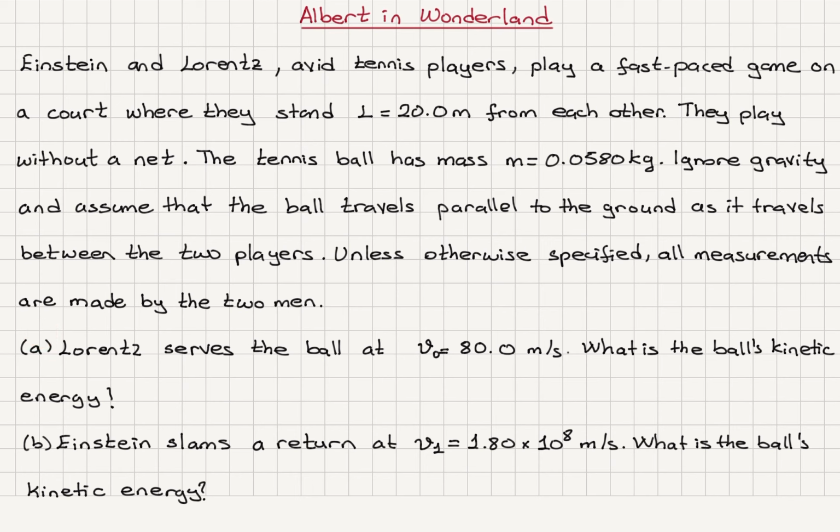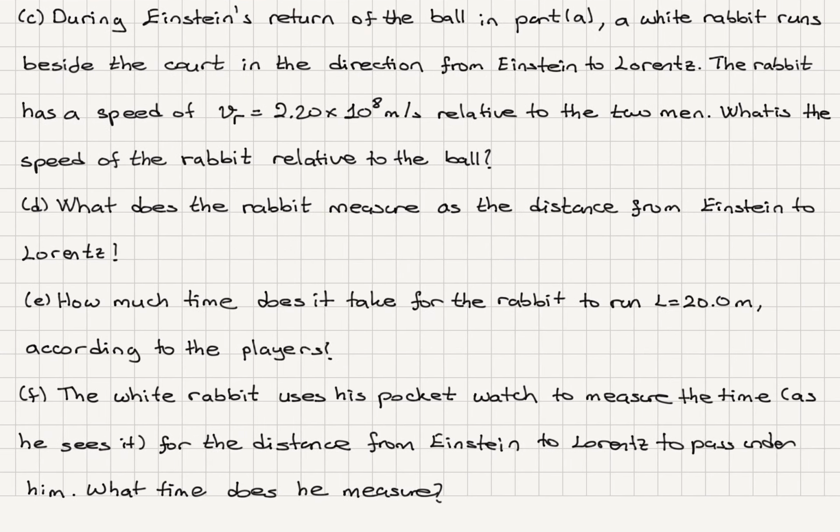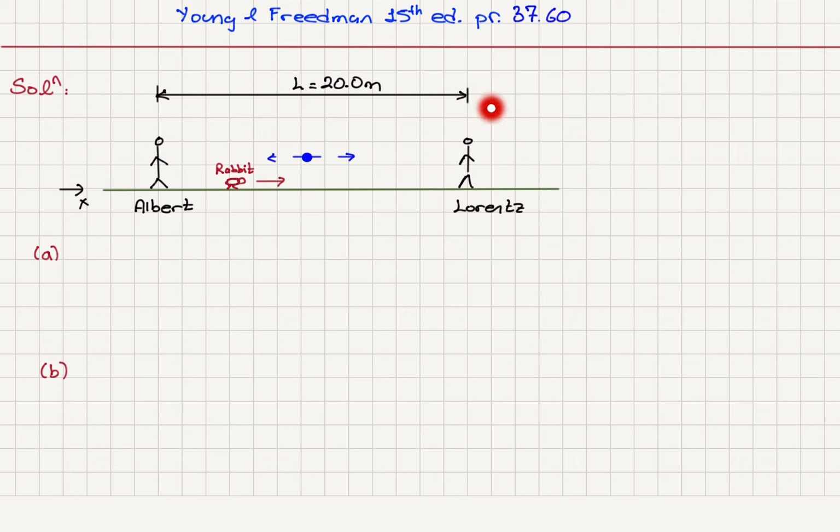Part A. Lorentz serves the ball at V0 equals 80 meters per second. What is the ball's kinetic energy? Alright, so Lorentz serves the ball at 80 meters per second. The ball travels parallel to the ground towards Albert. What is its kinetic energy?